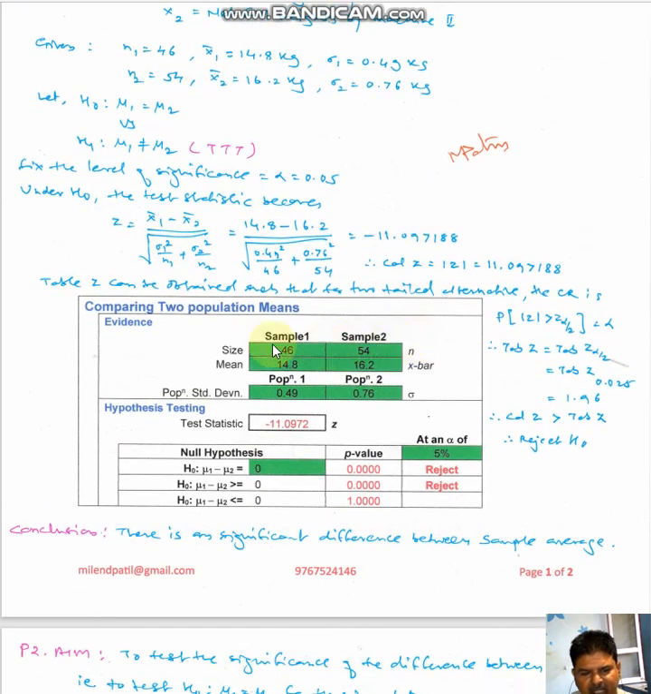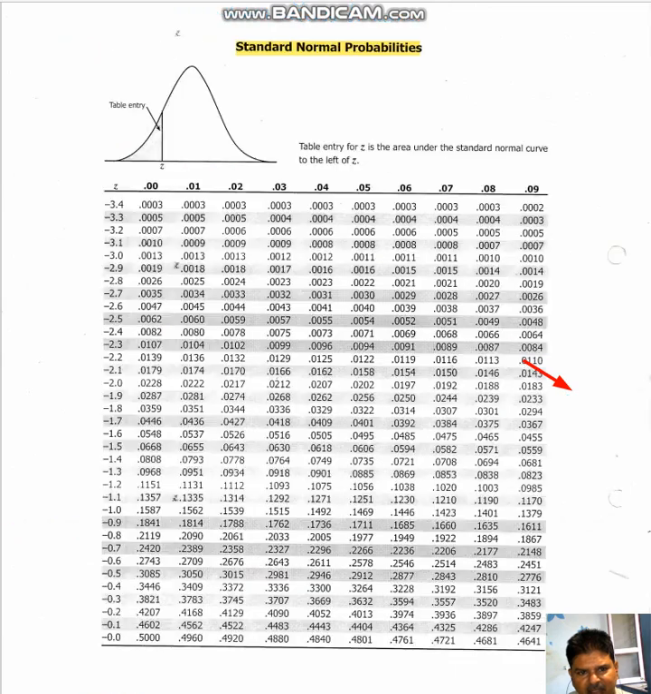What is table Z? Table Z can be obtained such that for a two-tailed alternative, the critical region is the probability of this value being greater than Z alpha by 2 equal to alpha. So what is table Z? Table Z is this value. Which one? It is 1.96. I will show you how we are getting this table value. For that, see this, the standard normal variate table.